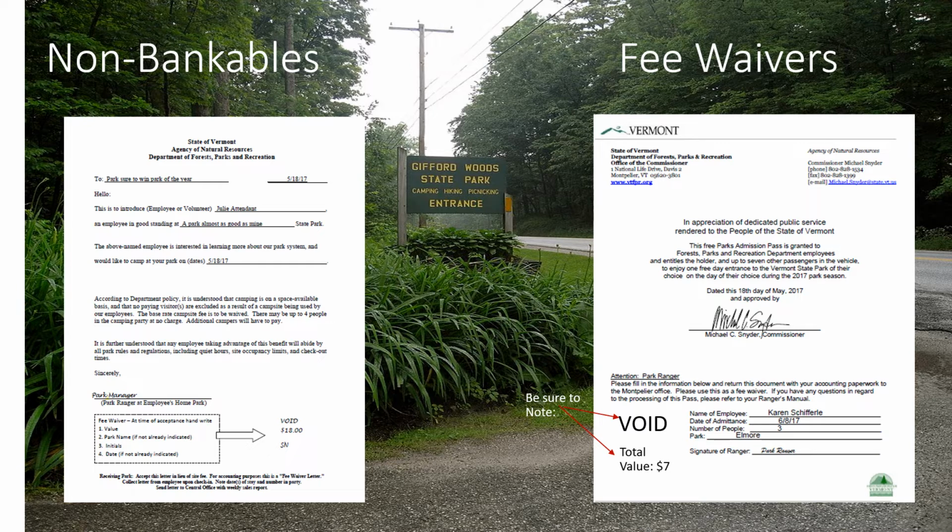The next type of fee waiver is a letter from the commissioner that provides day use entry for full-time year-round staff of Forest Parks and Recreation. These should be already filled out with the staff member's name, and you may need to include the date, your park, as well as the number of individuals that are using this fee waiver letter for park entry. You will need to write void and include the total value of the fee waiver.